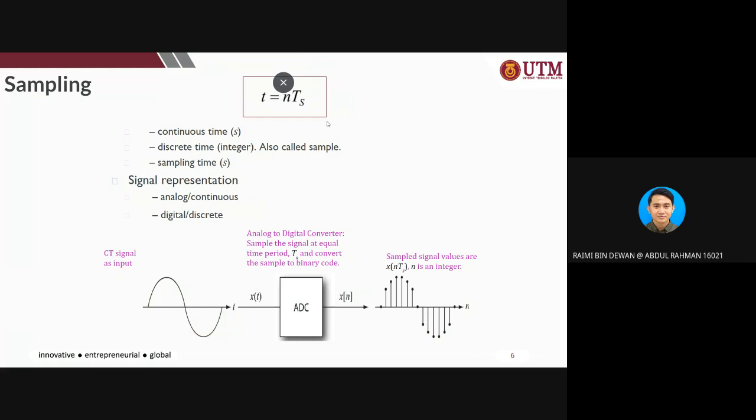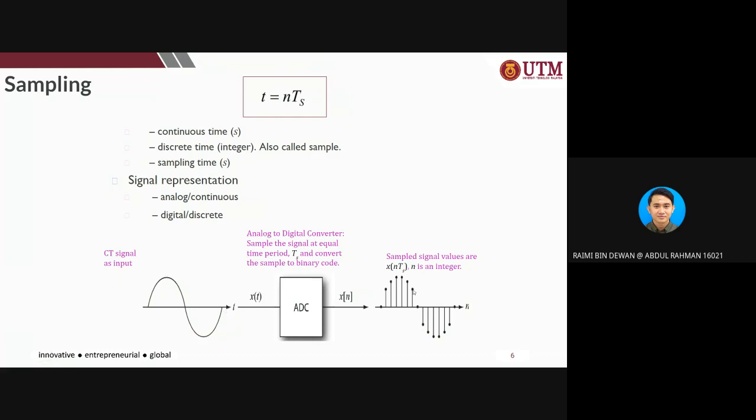So if you see, this is t, the analog, and this is your sampling time. This is the sample, and this is your sampling time. So for signal representations, analog is continuous, but digital is discrete.